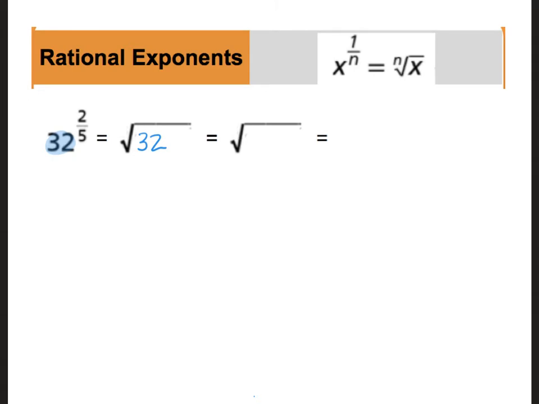And then 5 is on the bottom. Let's make it red. And that number comes out in front of my root. So we're going to have the 5th root of 32. And then this 2 here is your exponent on 32. So we're looking for the 5th root of 32 squared. Again, just like before, I'm going to simplify. 32 squared is 1024. And again, we're still taking the 5th root.